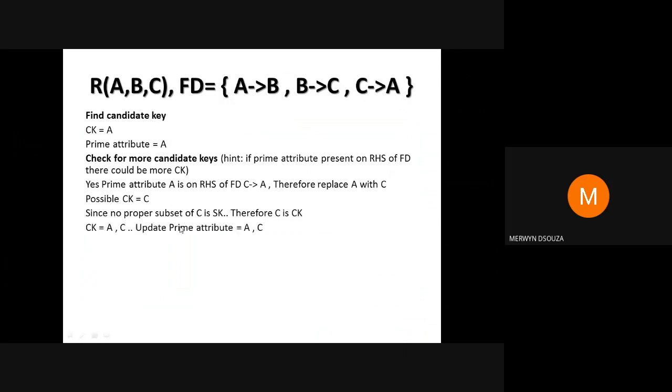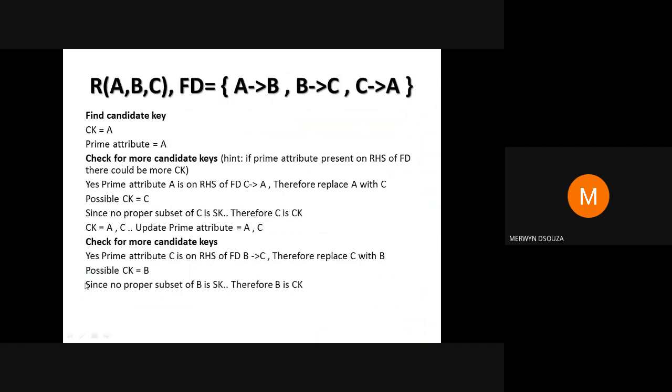So update the prime attributes. We will have prime attributes as A and C. Now check for more candidate keys. We have already checked that A is on the right hand side. Now check whether C is on the right hand side. It's not here, but it is present here. Since C is on the right hand side of the functional dependency B determines C, we could replace C with B and check whether B is a candidate key.